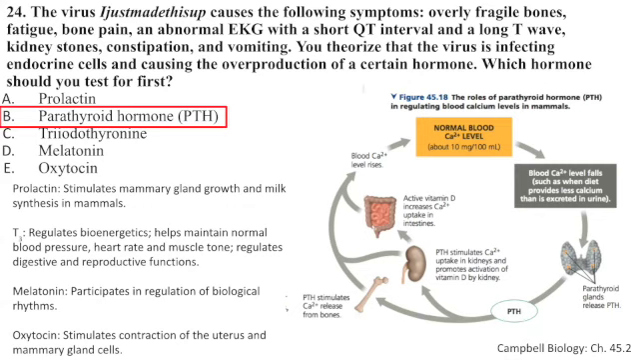Triiodothyronine is produced in the thyroid gland and it increases the metabolic rate and body temperature. D, melatonin is secreted from the pineal gland and plays an important role in circadian rhythms. And oxytocin is produced in the posterior pituitary gland and it triggers the release of milk.